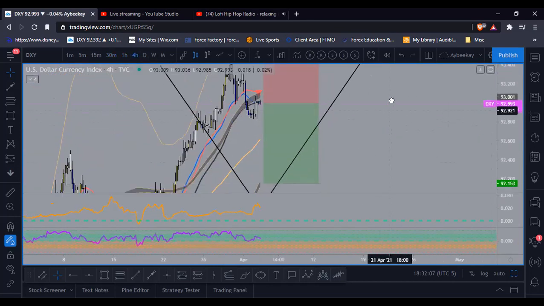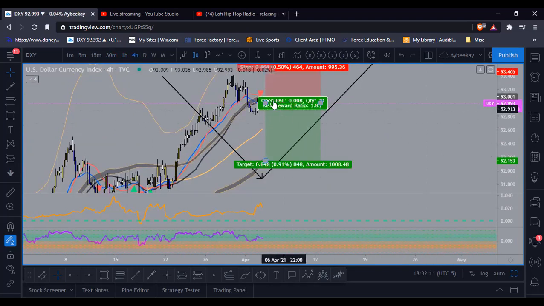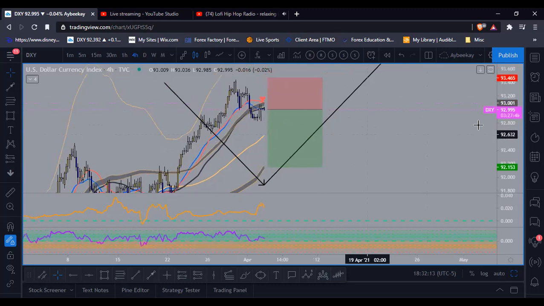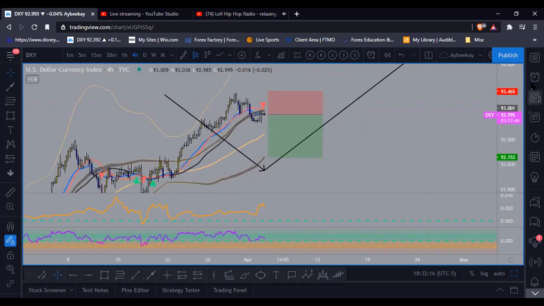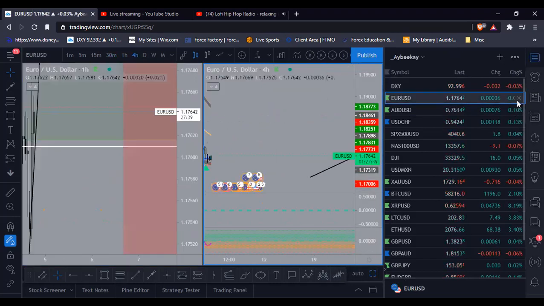I might say something in the chat with the 1 hour time frame. But as for now, 4 hour time frame, I'm looking for the sells on the DXY. Okay, so that's for that. Let's go on over to Euro USD.